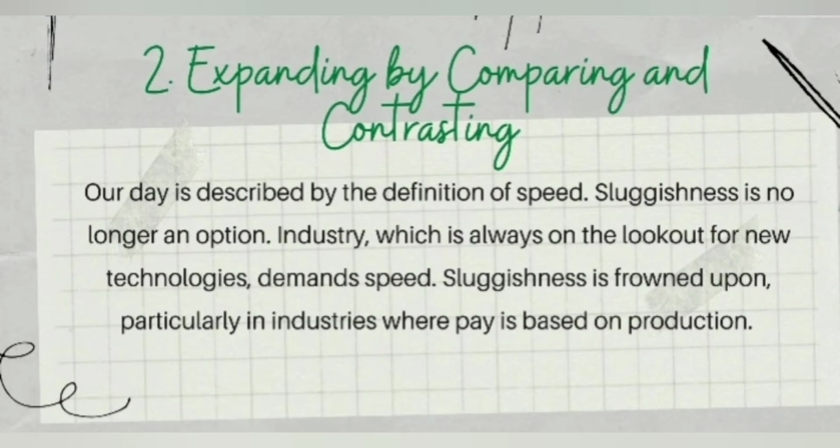Number 2. Expanding by comparing and contrasting. Our day is described by the definition of speed. Sluggishness is no longer an option. Industry, which is always on the lookout for new technologies, demands speed. Sluggishness is frowned upon, particularly in industries where pay is based on production.